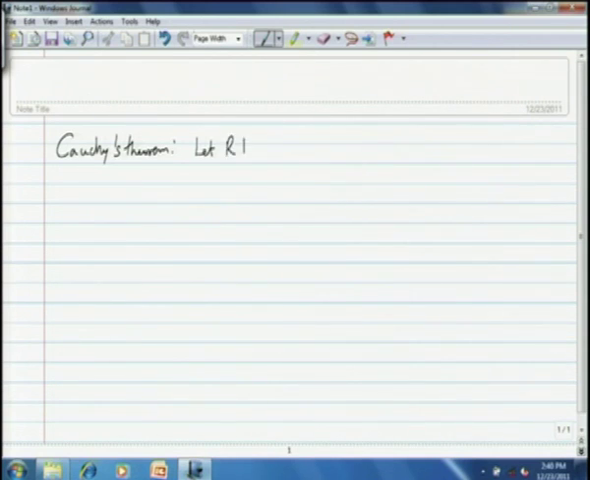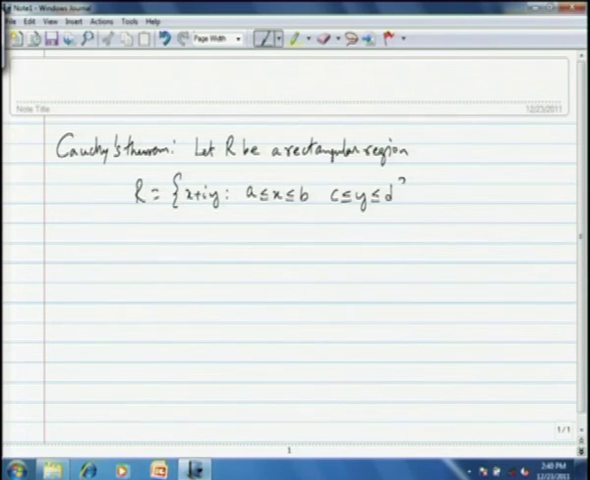It says that let R be a rectangle or rectangular region, R equals the set of all x plus i y such that x is in between a and b and y is in between c and d. Okay. And we will assume that a is not equal to b and c is not equal to d for non-triviality. So, it is really a rectangular region with some area.